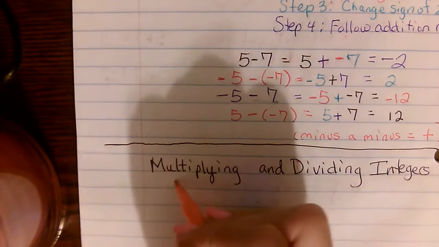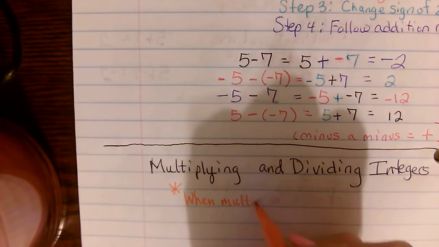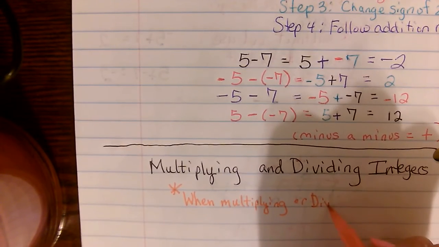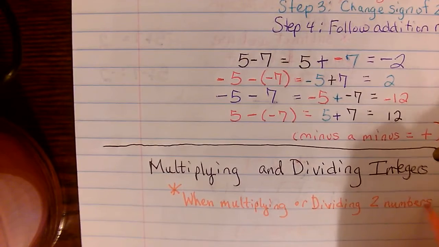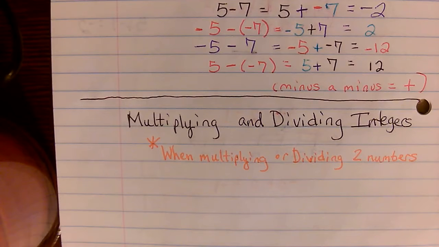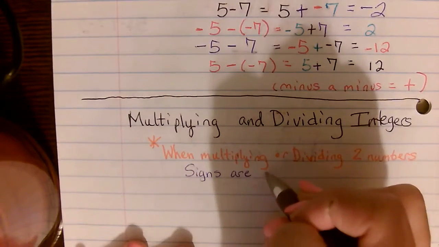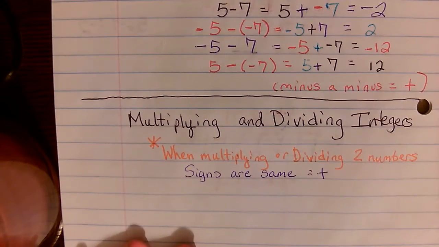Now let's put a little star here. When multiplying or dividing two numbers, the rules are really nice and easy here for both. When signs are the same, it equals a positive answer. That doesn't matter if they're both negative, it doesn't matter if they're both positive, it's still a positive answer.